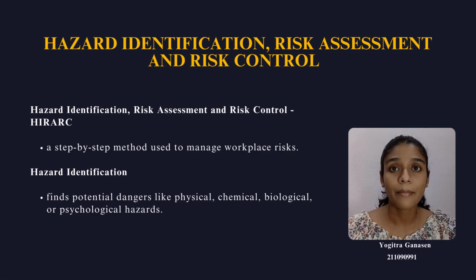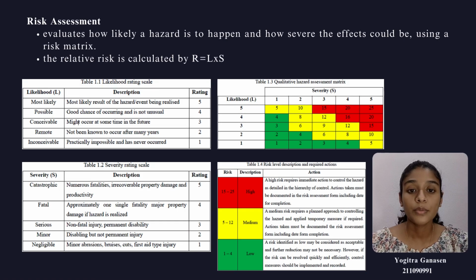HIRAC is a step-by-step method used to manage workplace risk. Hazard identification is to identify potential physical, chemical, biological or psychological hazards. Risk assessment evaluates how likely a hazard is to happen and how severe the effect could be, using a risk matrix. The assessment is carried out based on Tables 1.1, 1.2, 1.3 and 1.4 as shown. The relative risk is calculated by multiplying likelihood and severity.